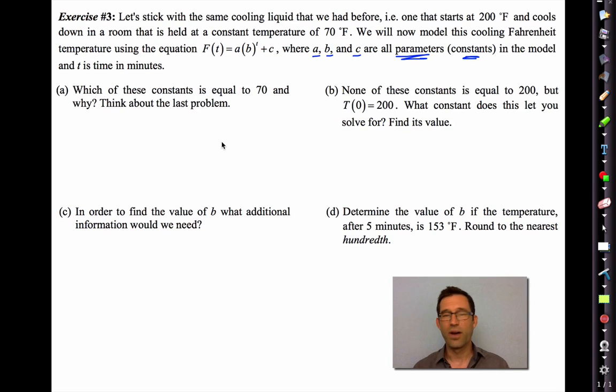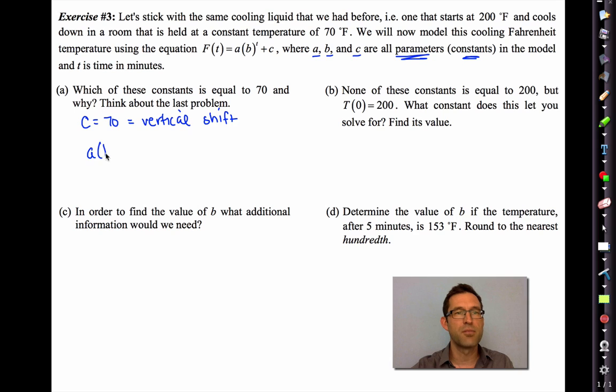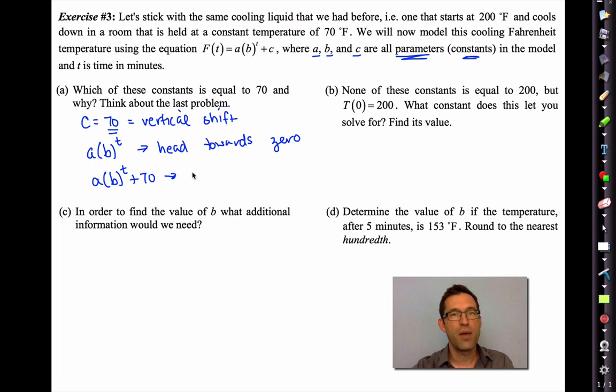All right, well, c has to be equal to 70, okay? The vertical shift. All right, and c's got to be equal to 70 because a times b to the t, well, that'll head towards 0. But we need it to head towards 70. So a times b to the t plus 70, well, that will head towards 70 degrees. All right, I mean, if a times b to the t is heading towards 0, then 0 plus 70 will be 70.